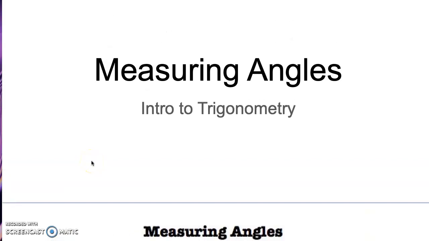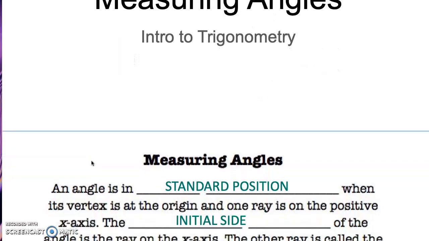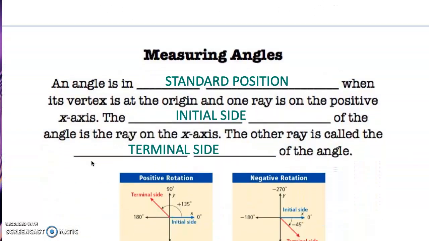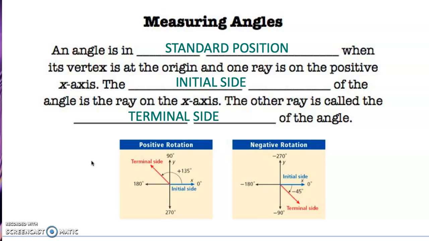As we start our study in trigonometry, we're going to be looking at angles, how we label them, how we talk about them, how we measure them, and then start building this idea of the unit circle. So an angle is measured in standard position, which means that the vertex is at the origin and one ray is on the positive x-axis. We call this the initial side, so initial where we're starting. The other ray is called the terminal side, so terminal as an ending, where is it stopping.